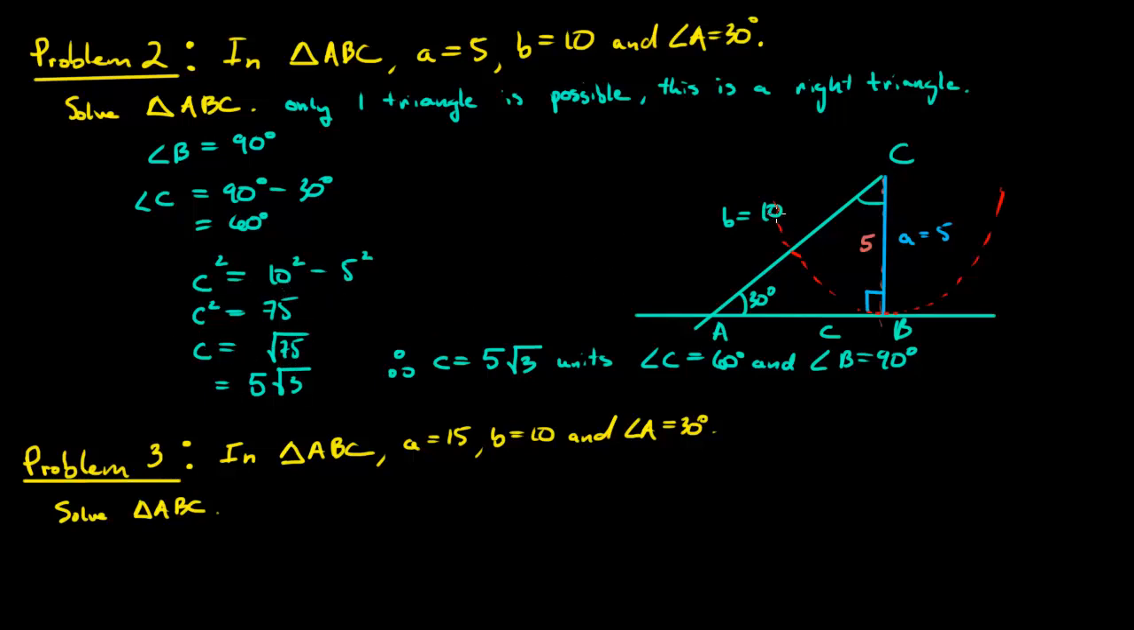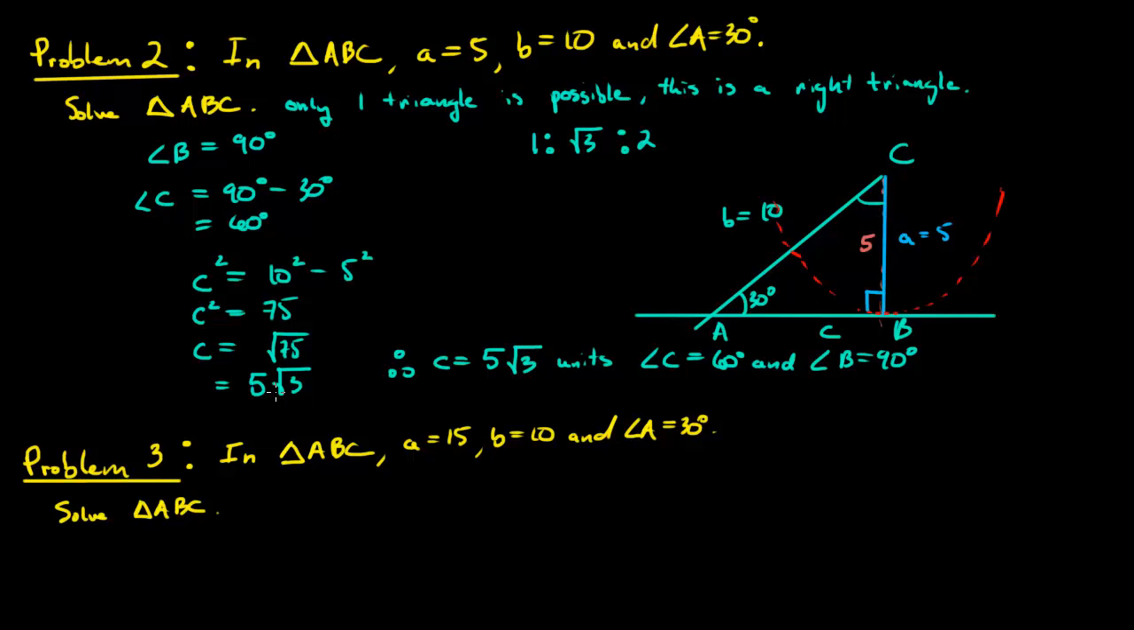Since this is a 30, 60, 90 triangle, remember that a 30, 60, 90 triangle always has sides in the ratio of 1 to root 3 to 2. So I could have just used this ratio to come up with this side length C.